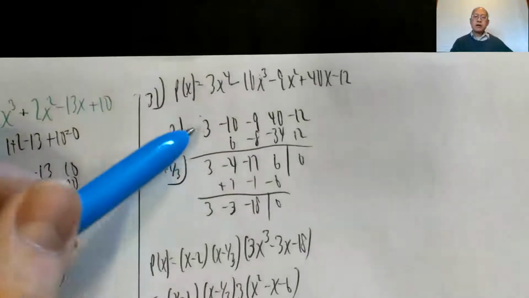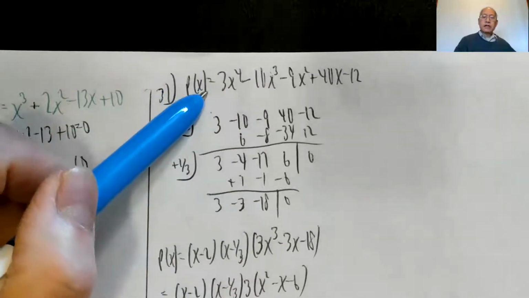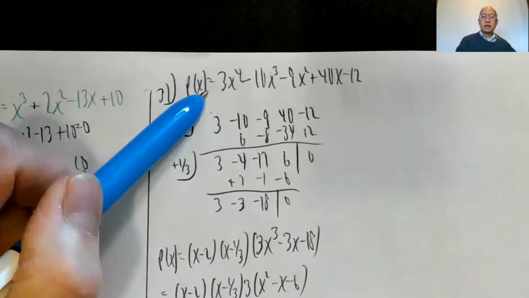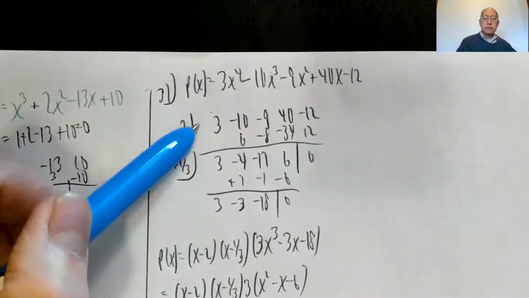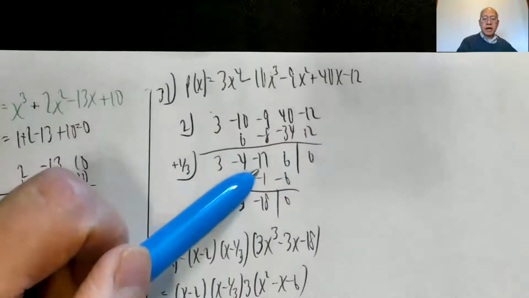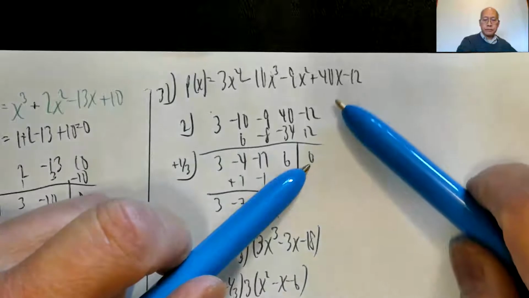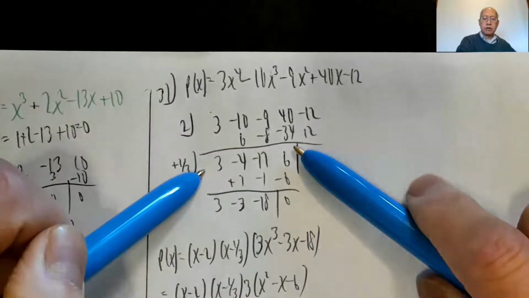Okay, 31. Okay, so if you had to try this on your own, yes, it's a lot of work, trial and error, to come up with something where you get a 0 remainder. Let's try 2. Okay, 3, multiply, add, multiply, add, multiply, add, multiply, add, 0. Okay, now I work on this. 1/3 happens to work.